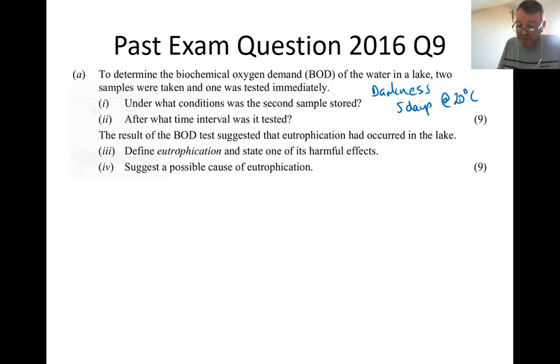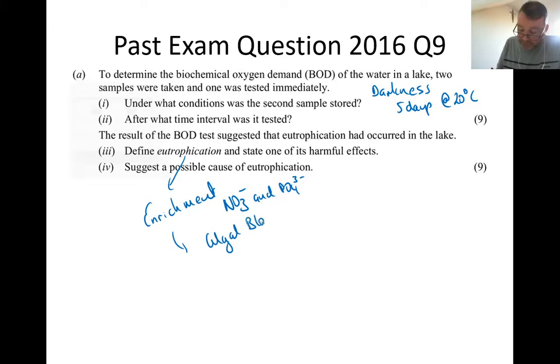The result of the BOD test suggested that eutrophication had occurred in the lake. Define eutrophication. Now, there are 2 things I want you to remember about eutrophication. First of all, it's the enrichment of a body of water with nitrates and phosphates. That's what you've got to remember: it's the enrichment of water with nitrates and phosphates. What happens? That leads to an algal bloom. What does that do? That stops photosynthesis.